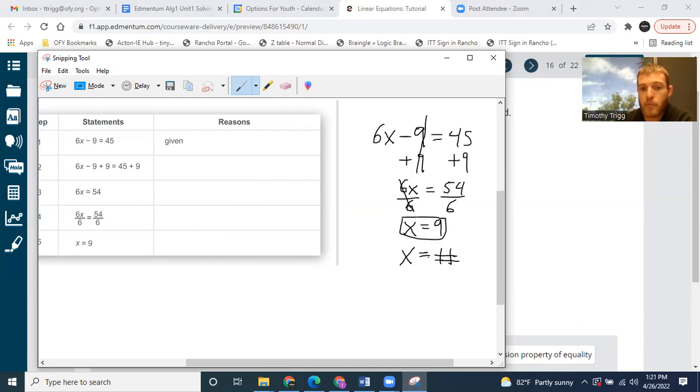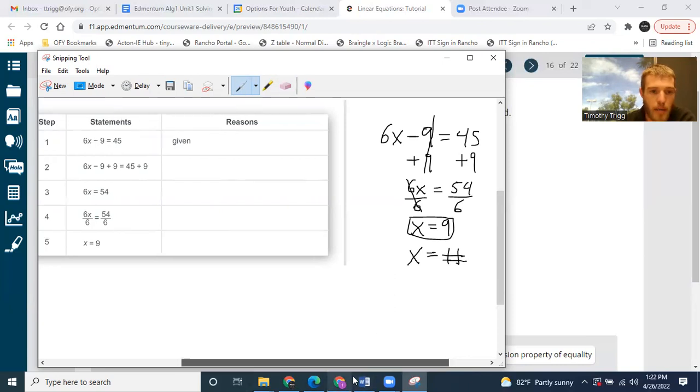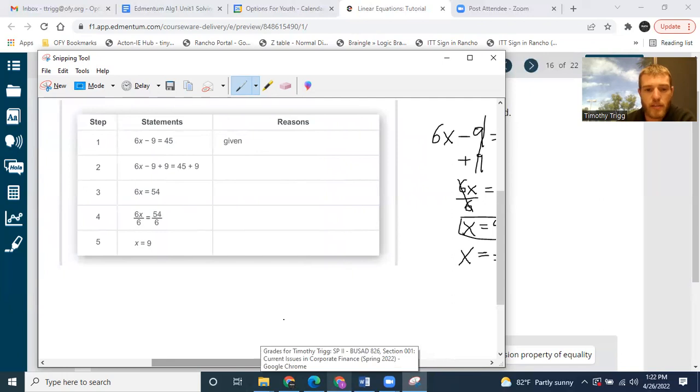Okay. And now we've reached our goal. We know what x is. X is 9. And you can see if you went all the way back to the original equation, if you did 6 times 9 minus 9, you'd get 45. Okay, so that's how you know it's correct, is that if you replace the x with your answer, then it should work out to a true equals, right? A true mathematical statement.